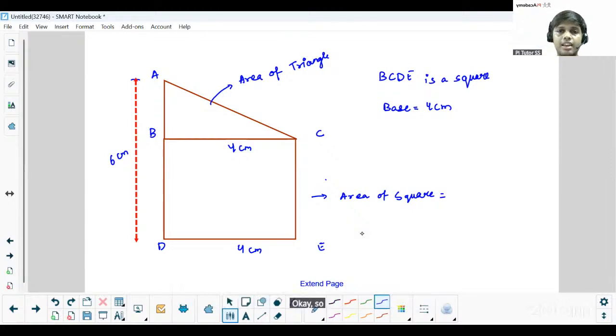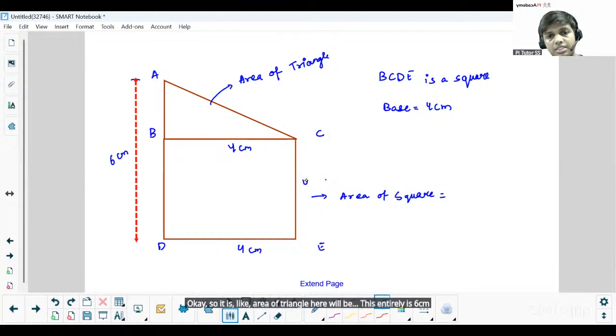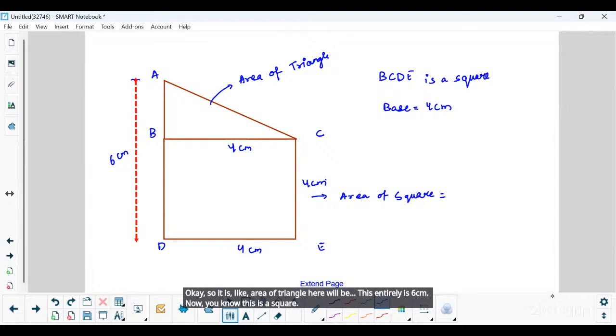Okay, so it is like area of triangle here will be, this entirely is 6 centimeter. Now you know this is a square. This should be 4 centimeter as well.